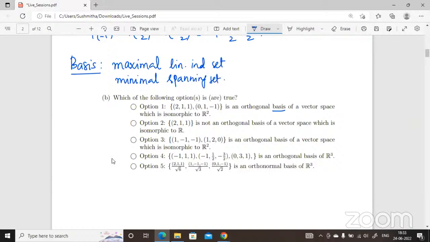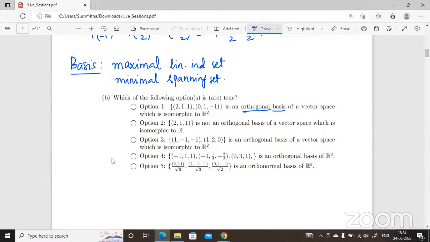A basis is a set where if you add any vector to it, then it loses its linear independence. So that is the maximum number of vectors which can be linearly independent in that space. And it is a minimal spanning set, which means it contains the minimum number of vectors such that those vectors span the entire vector space. That is a basis. And the number of elements in any two bases is the same, and that is called the dimension of the vector space. So all this is already known to you.